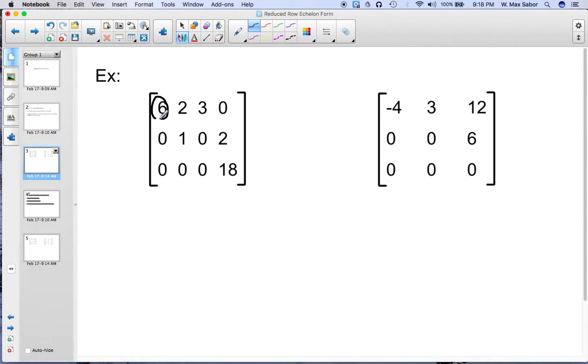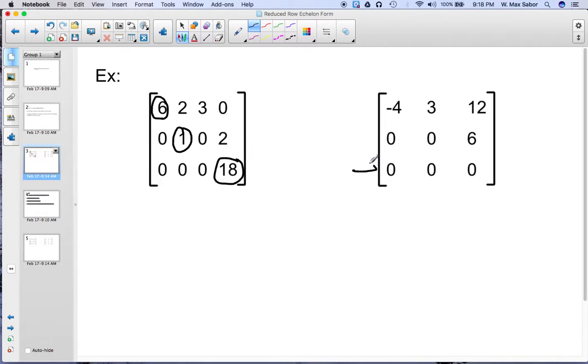And then we look at the leading coefficients. So here the leading coefficients are 6, 1, and 18. It's based on the fact that this is the first non-zero entry in this row. Here there's 0, then 1. Here there's 0, 0, 0, then 18. So that's what makes these the leading coefficients. And 6 is to the left of 1. 1 is to the left of 18. So that's all in row echelon form.